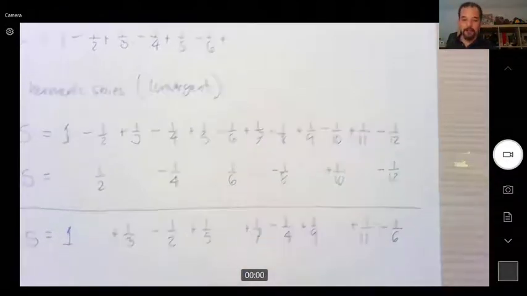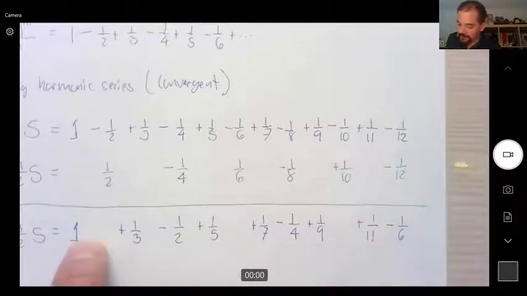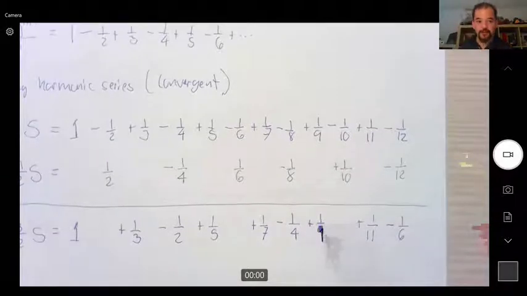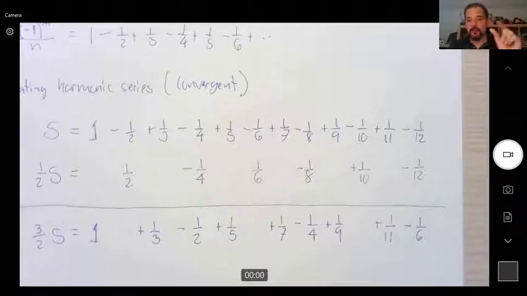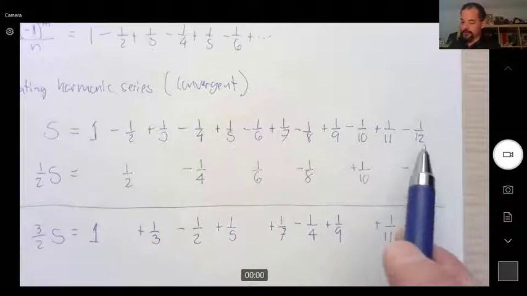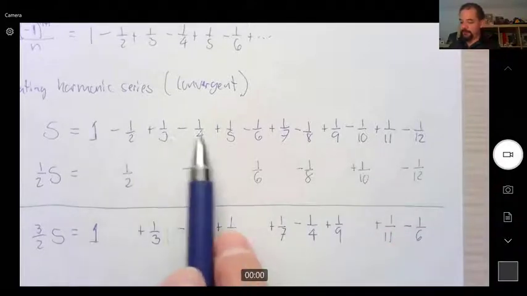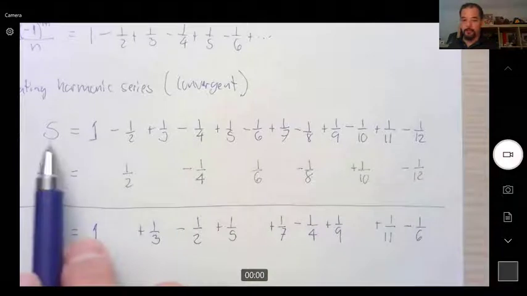My point is that the terms here are the same as the original one, only in a different order, right? So look at what we just did here. You probably learned in elementary school that if you do 2 plus 3, that's the same as 3 plus 2, right? If you change the order, it doesn't matter. You get the same answer. Yeah? Well, look here. If we add these numbers in this way, 1, negative 1/2, plus 1/3, negative 1/4, plus 1/5, negative 1/6, we get some number S.